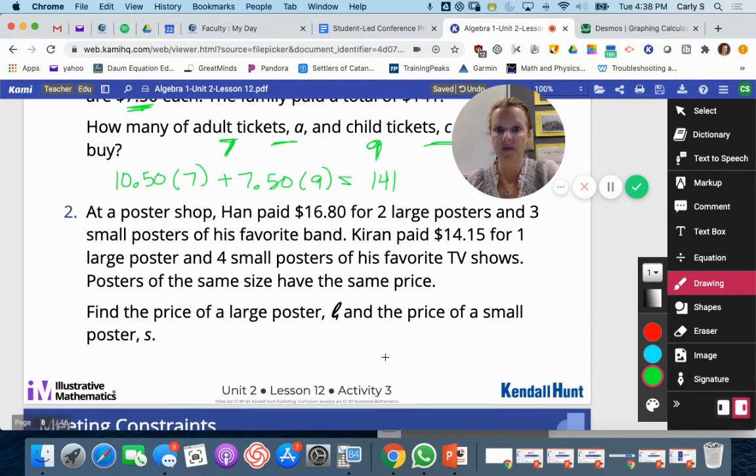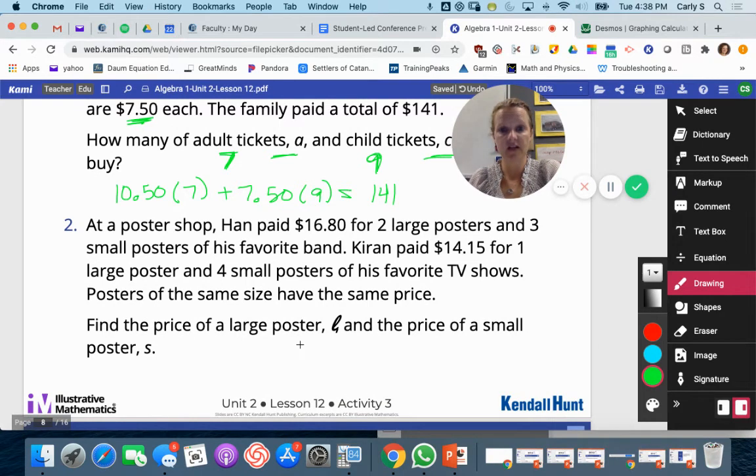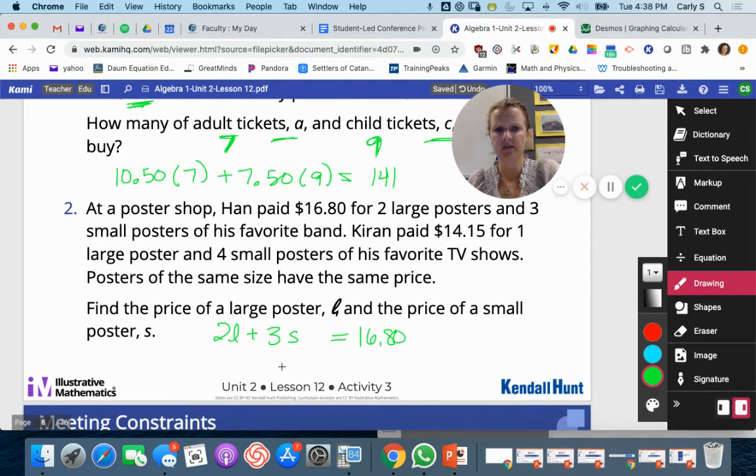It's our last one. A poster shop. Han paid $16.80 for 2 large posters and 3 small posters for his favorite band. So our money equation would be equal to $16.80, 2 large posters, plus 3 small posters. Kieran paid $14.15 for 1 large poster and 4 small posters. So that would be 1 large poster, which we don't have to write the 1, 4 small posters equals $14.15. All right, let's try it.